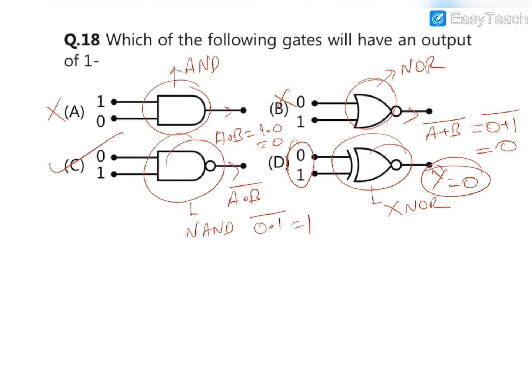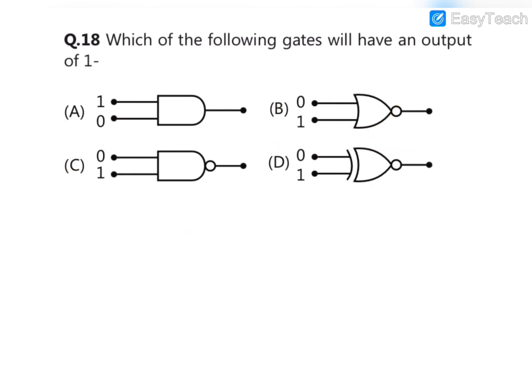Now let's move on to the next question. In this question you can see that we have to identify that logic gate whose output is 1. So the output of this logic gate will be A dot B. So A is 1, B is 0, so it is 0. The output of this logic gate will be (A plus B) bar, and A is 0, B is 1, so A plus B will be equal to 1, and 1 bar is 0. So it is also incorrect.